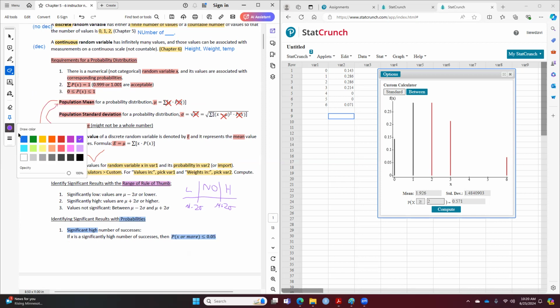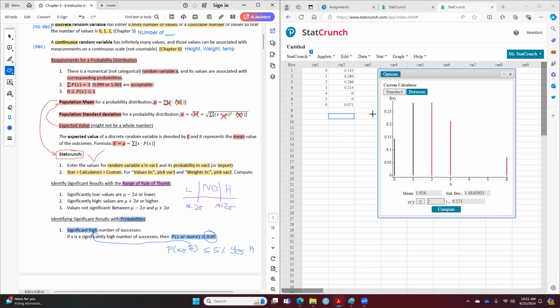I always tell my students you have to find the probability of X greater than or equal to a number. This number is usually given to us as the high number. And if this probability is 5% or less, then the answer is yes, it is significantly high. I put H in this case.